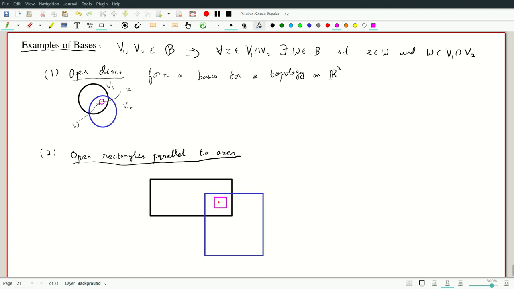Okay, so yet again, this one is V1, this one is V2, this is the point x, and this is W. We can find a W which has these. Okay, so in fact, a remark, and it's a puzzle to figure out the general condition: these give the same topology.